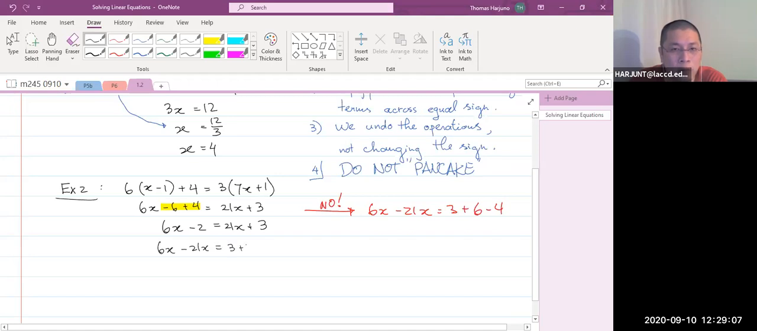into our math. It's negative 15x equals 5. Divide by negative 15. So x equals negative 1/3.